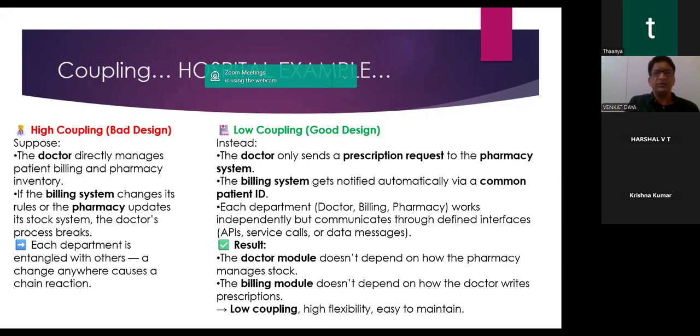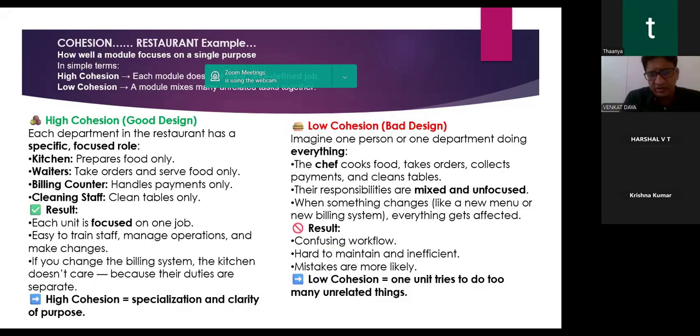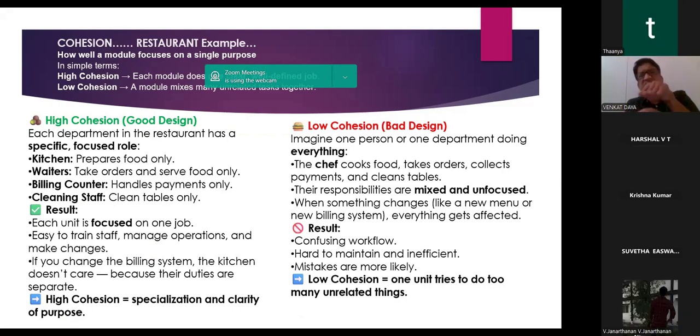So let's continue. Now go to cohesion. Cohesion is talking about what is within the component, within the module, right? A particular module, say the kitchen module or the waiter module. That kitchen should have all the things properly controlled together.